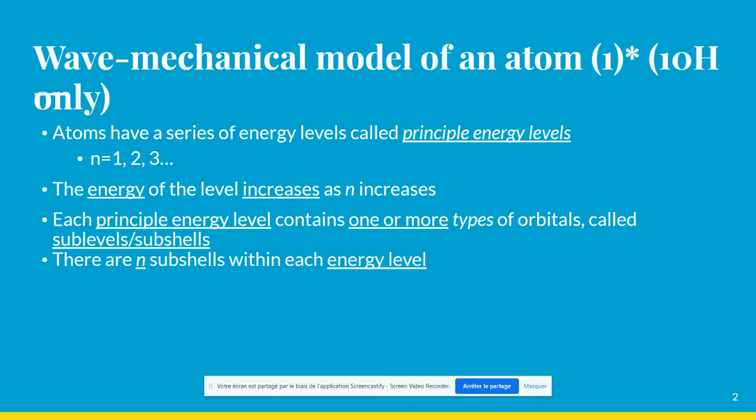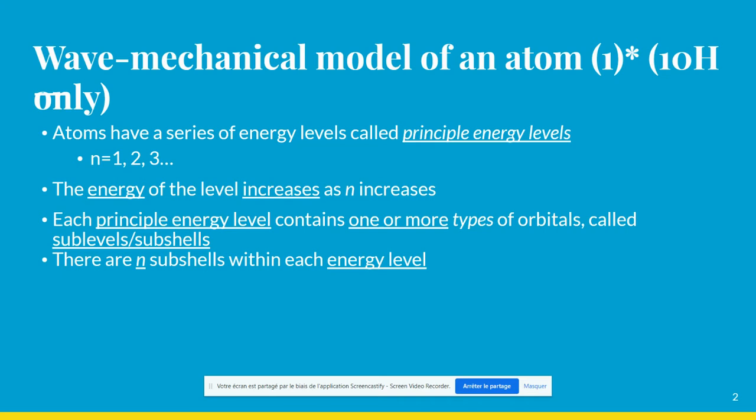The first postulate of the wave mechanical model of the atom is that atoms have a series of energy levels, sort of like layers of an onion. They're called principal energy levels. N is equal to 1 is the first layer closest to the nucleus. Then N is equal to 2 is the next layer further away. N is equal to 3 is further away than 1 or 2. As N increases, the energy also increases.